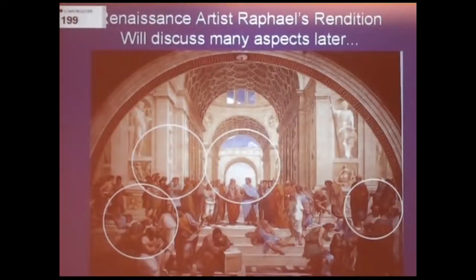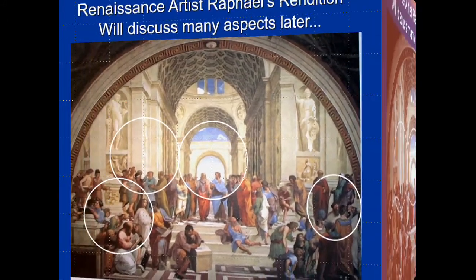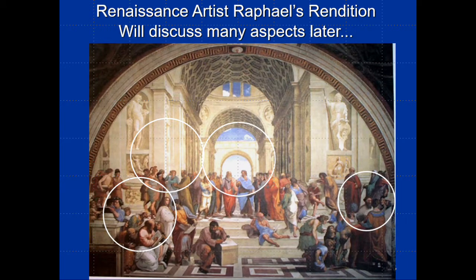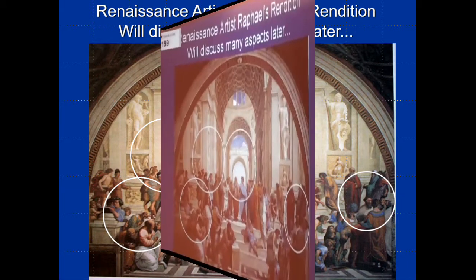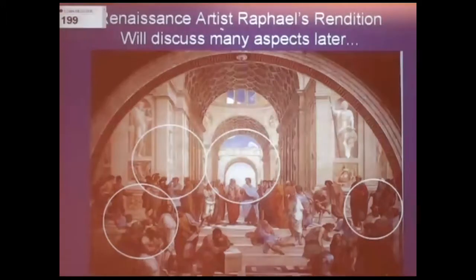Now, I like this particular painting of a later Renaissance artist whose name is Raphael, where he draws, and he actually calls this painting the Academy of Athens. Okay? And I like this painting because it juxtaposes many movements of Greek culture together in one picture, even though those different movements took place at different times.